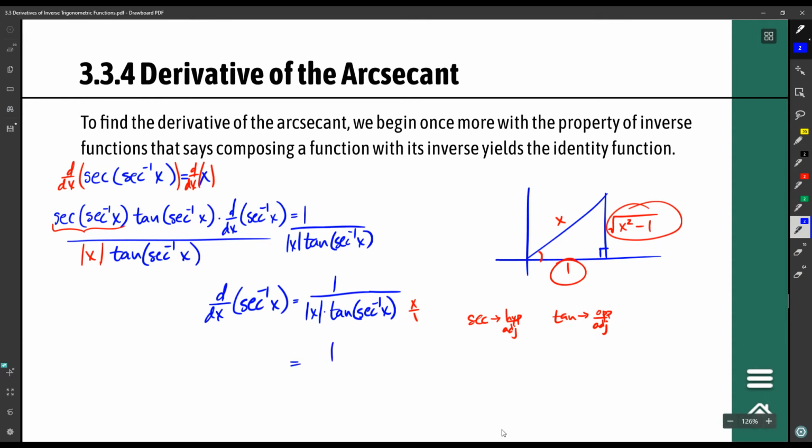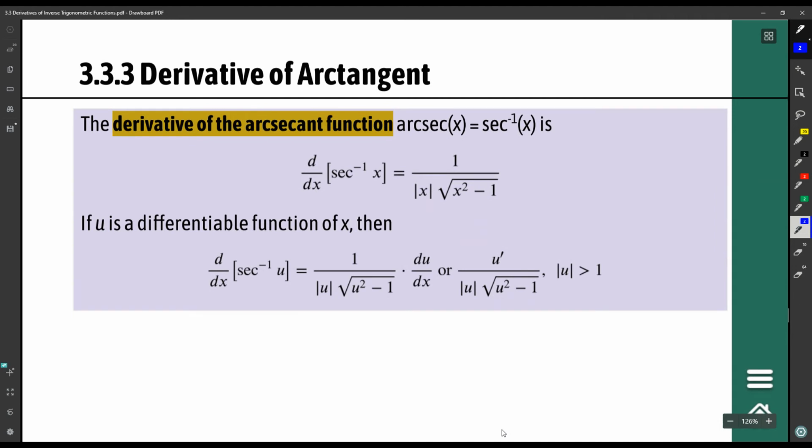And that means we have a rule for the derivative of the inverse secant as 1 over the absolute value of x times the square root of x squared minus 1. Or put more formally, the derivative of the arcsecant function is 1 over the absolute value of x, square root of x squared minus 1.